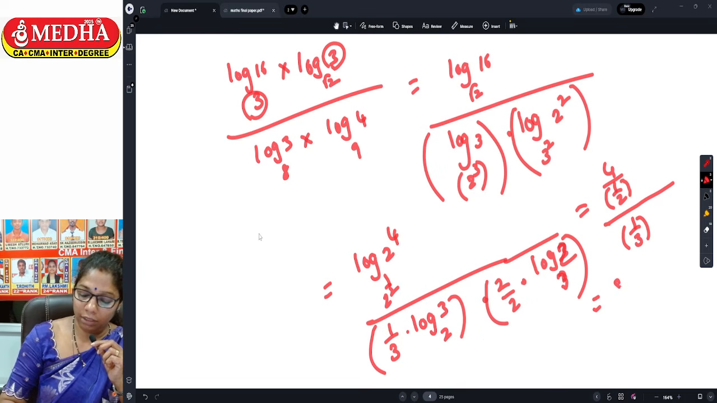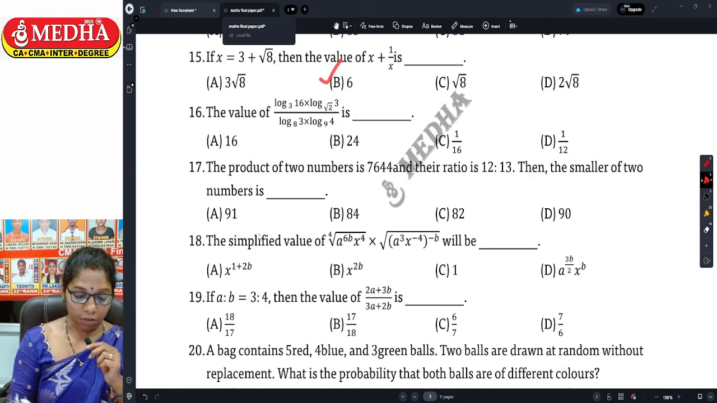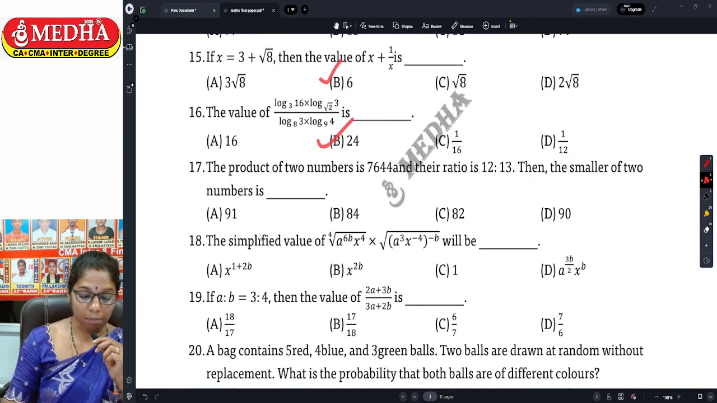In the numerator is 8 and the denominator is 1 by 3. 8 by 1 by 3 is 8 into 3. 8 into 3 is 24. 24 is the solution. And next one, question number 17.